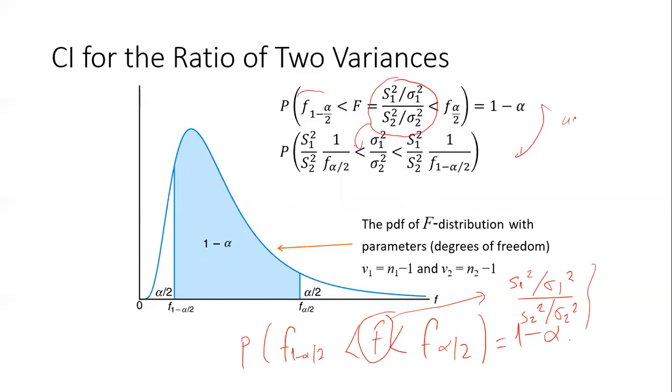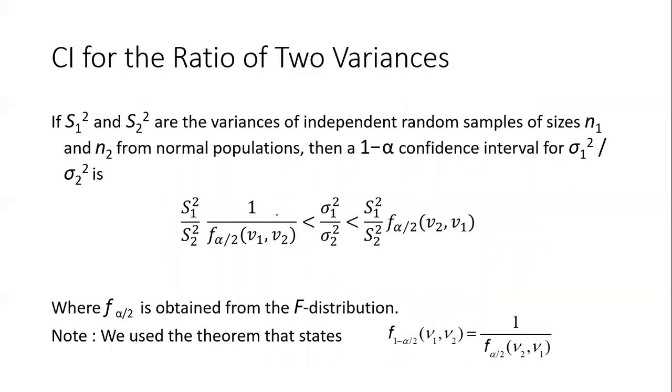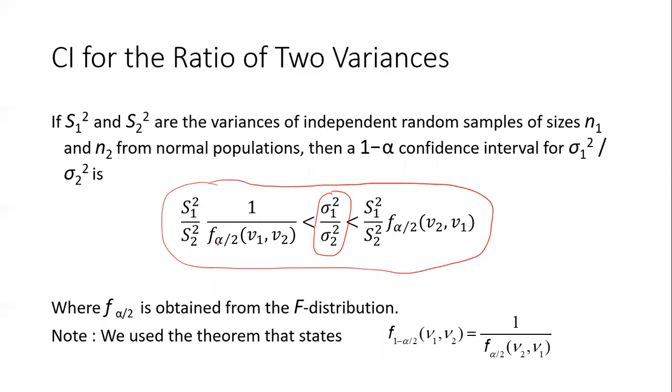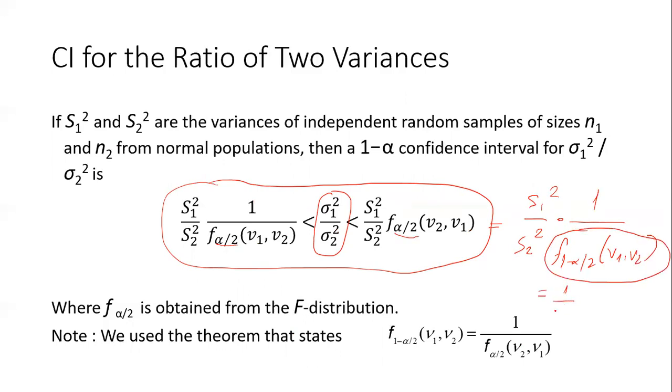using some algebra, I can just write this. So the confidence interval for the ratio of two variances is given by this one. Again, remember, this is f alpha over 2 and this is f alpha over 2 as well. Why? Because I just use this identity. This is equivalent to this times 1 divided by f 1 minus alpha over 2 with v1 v2 degrees of freedom. But instead of this one, I just said this is equal to 1 over f alpha over 2 with v2 v1. If you write it there and take the reciprocal of this, then you have this number.